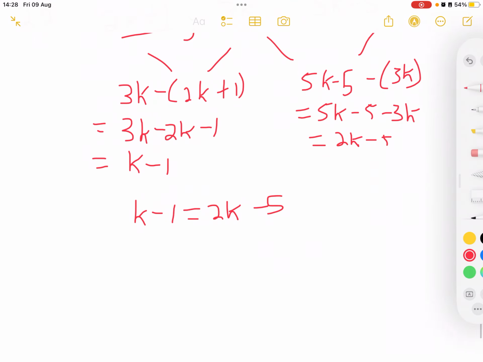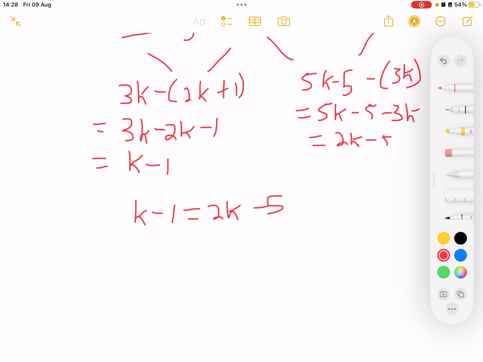And to simplify, we can just take the 5 to the other side and the k to the other side. Well, 5 to the left side, k to the right side, so that the negative 5 becomes a positive 5 minus 1, and this is a 2k minus k, such that 4 is equal to k, and that is the value of k.